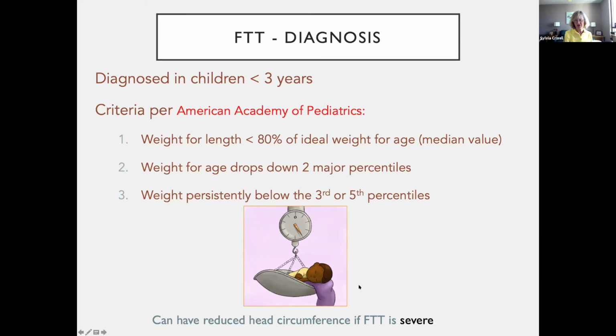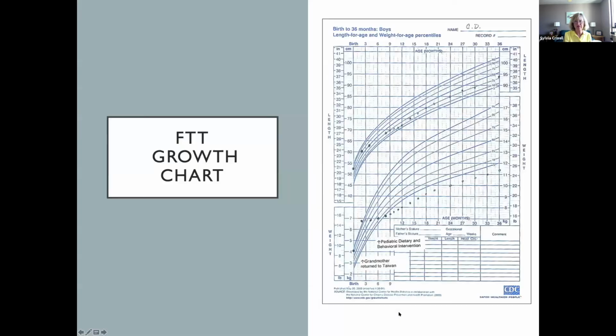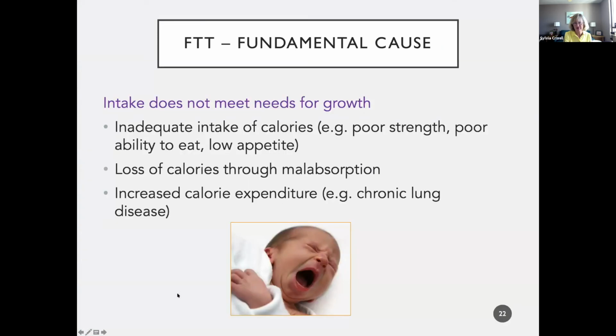Okay, and also if it's severe, then they may have a reduced head circumference as well. So here's what a growth chart looks like for somebody with failure to thrive. Look in particular at the weight for age, and notice where they are on the percentile lines and how this kid's flattening out here and staying below. So he went from a high number to much lower. That's what failure to thrive looks like on a growth chart.